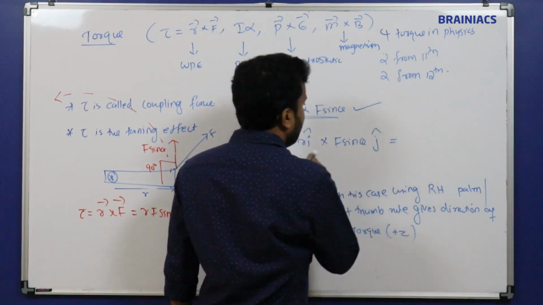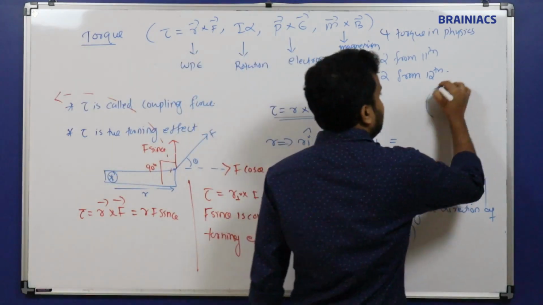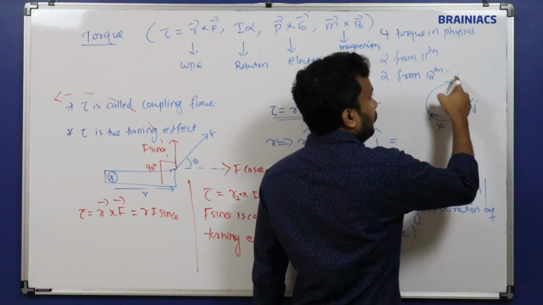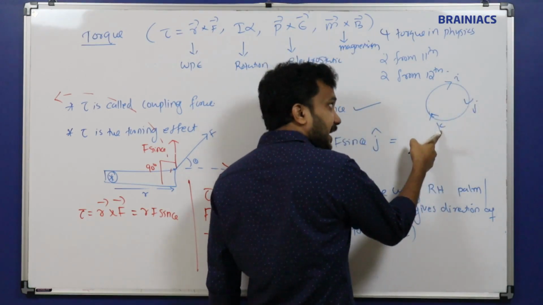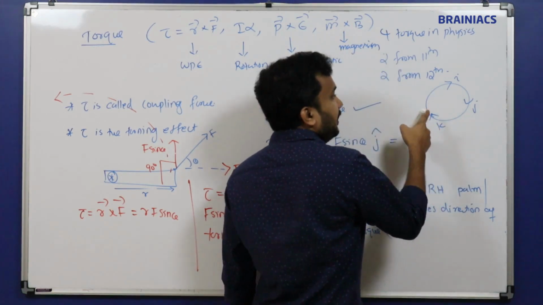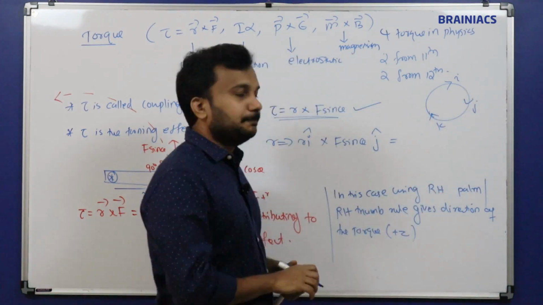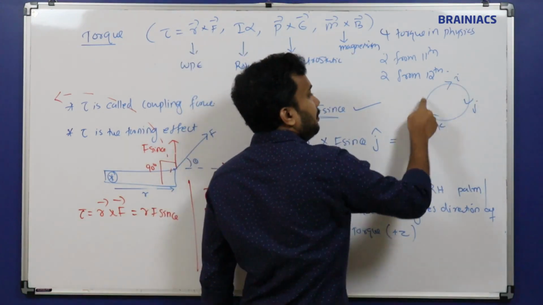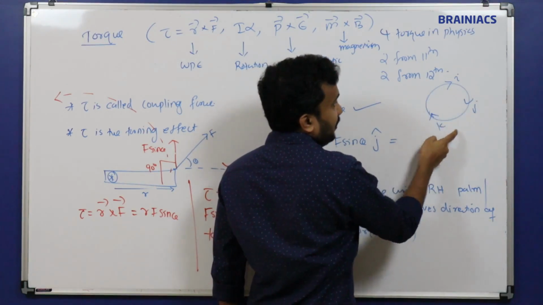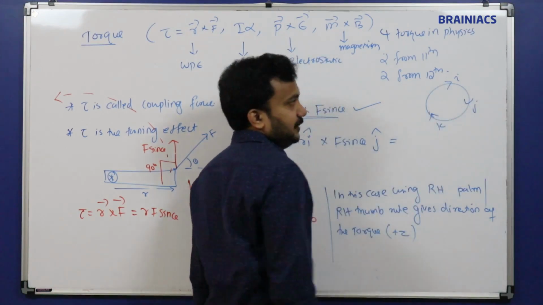J cap. What is I cross J? You have learned this circle, right? I, J, K. So I cross J is K. J cross K is I. K cross I is J. Reverse, the minus: J cross I is minus K, K cross J is minus I. K cross I is J.